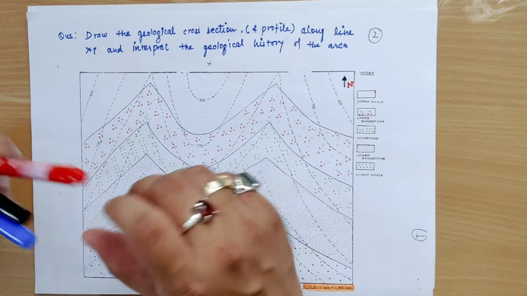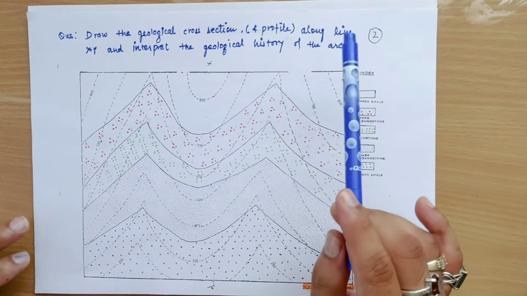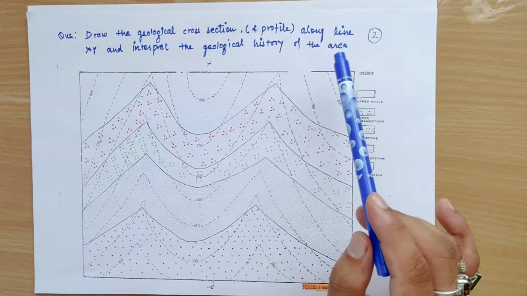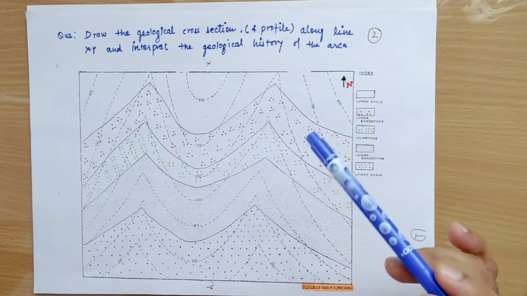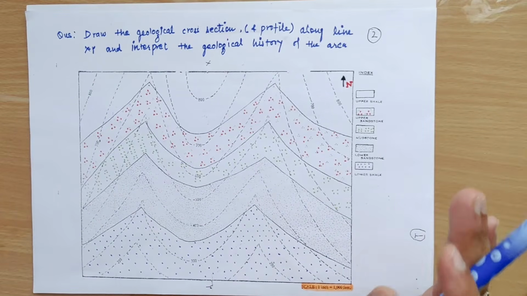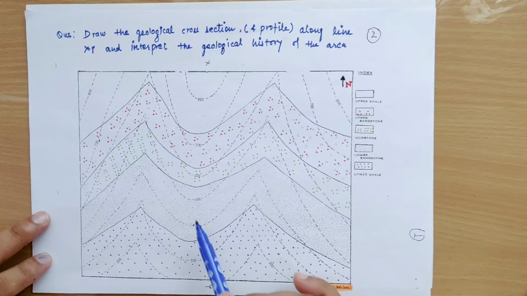Today we are going to learn how to draw the geological profile and cross section along a given line in any geological map, and we are going to learn how to interpret the geological history of the area. For that, today we have taken this map in particular. Look at the map carefully.